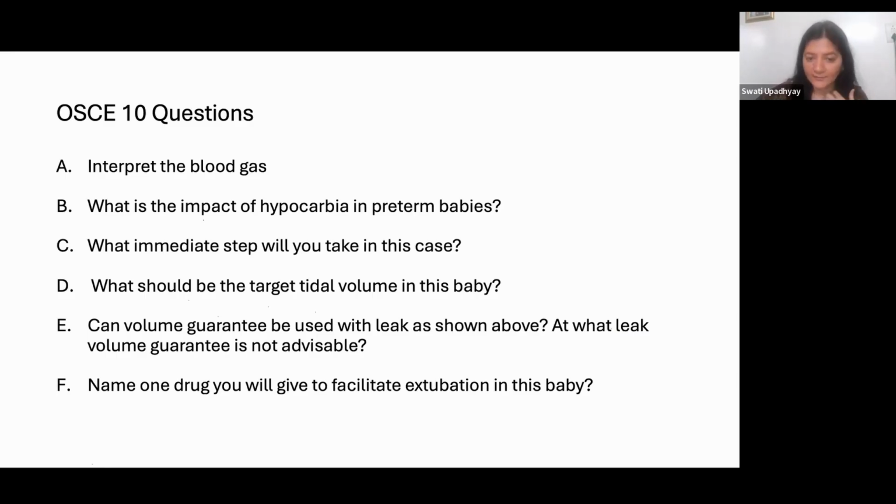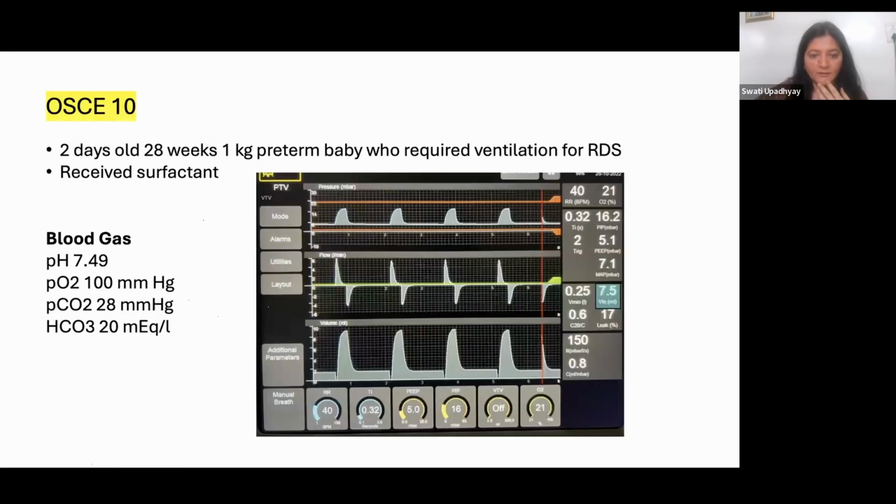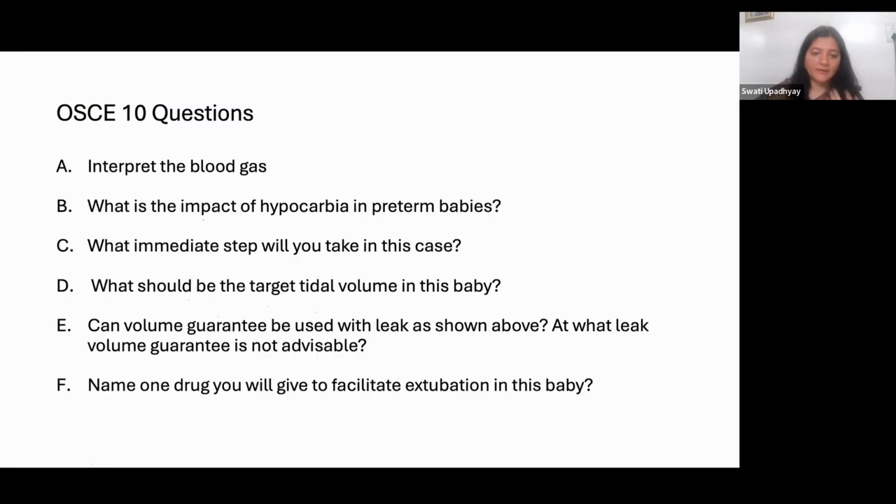Good. Anything else apart from respiratory alkalosis, right? Look at the blood gas again. Yes, I think Mona Lisa. Yes, you are right. Respiratory alkalosis and hyperoxia. Great. So everybody is right here. It is relatively easy. The pH is high, PaCO2 is low, and PO2 is also 100. So it is respiratory alkalosis with hyperoxia.